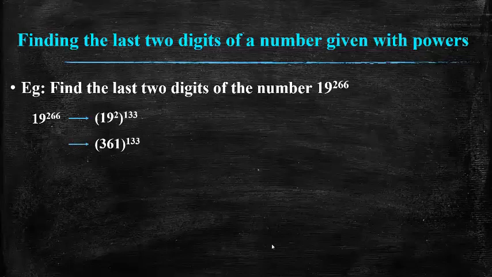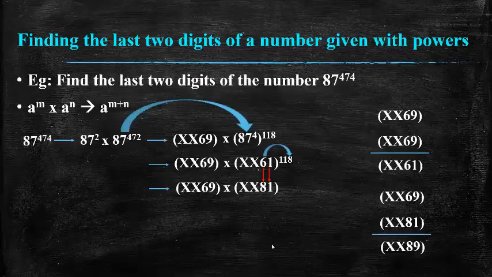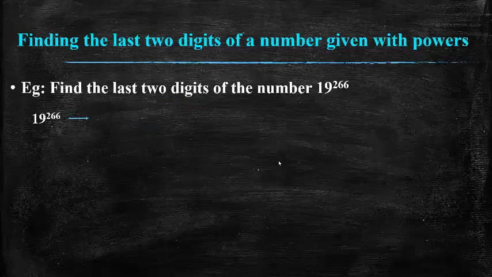See, the ultimate idea is whatever may be the number, for example we have seen the examples of numbers ending with 9 and numbers ending with 7. So the thing is that we need to convert the given problem in terms of ending with 1, so that we can easily identify the last two digits for any number that ends with 1 with some power value. So that's why I'm rewriting 19 power 266 as 19 square the whole power 133.